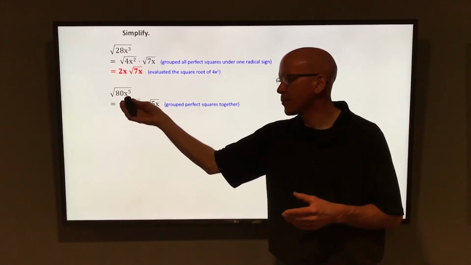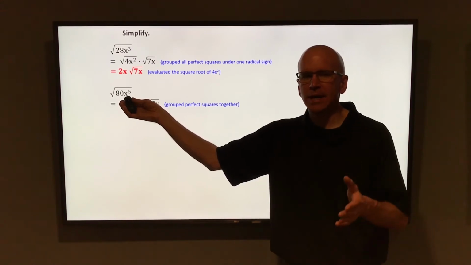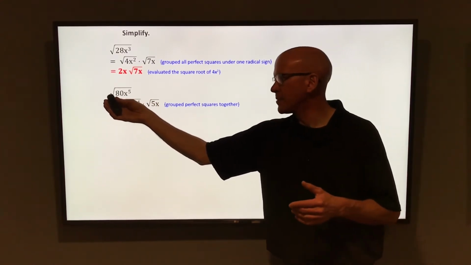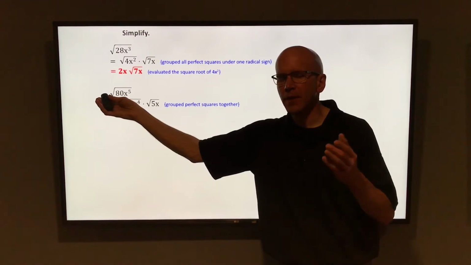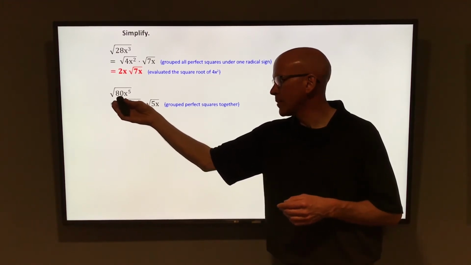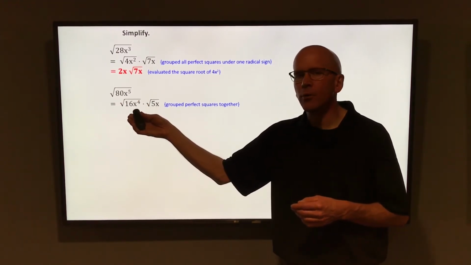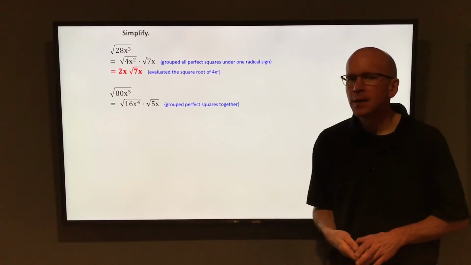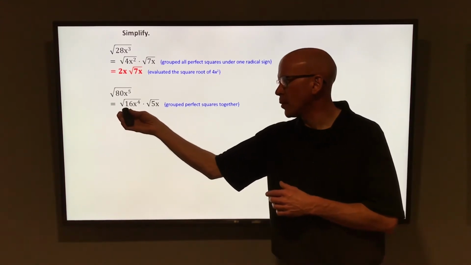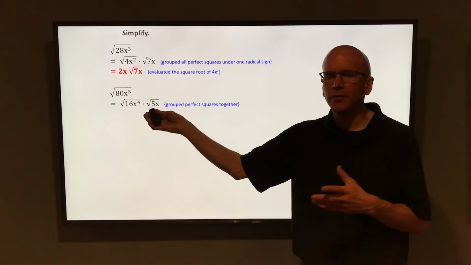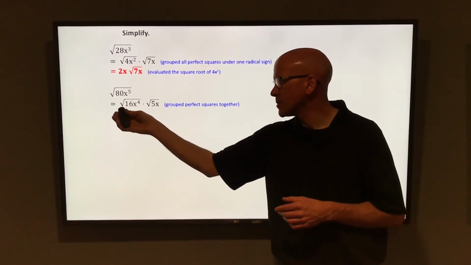For the x to the fifth, we're going to drop that 5 down to the next exponent down from 5 that is divisible by that root of 2, and that would be 4. It's going to break that square root of x to the fifth into the square root of x to the fourth and the square root of x. So we have all the perfect squares together under one square root sign, all the leftovers under the other square root sign. Square root of 16x to the fourth.